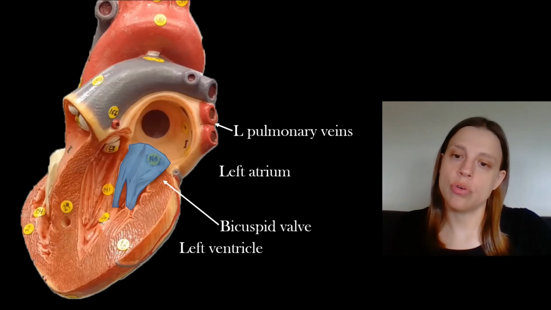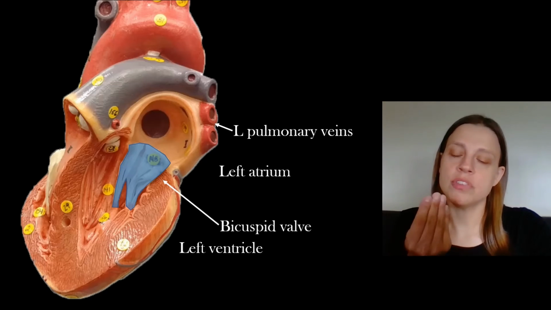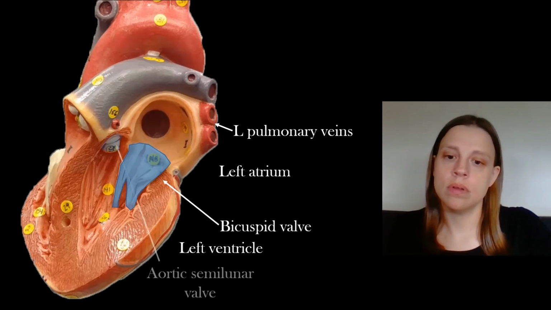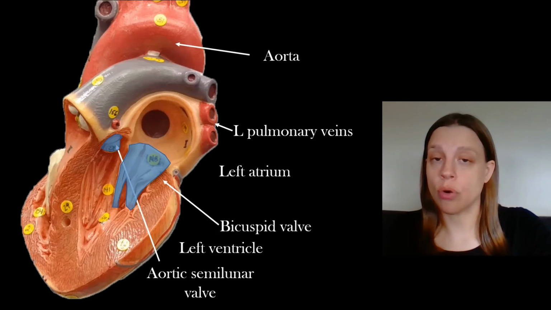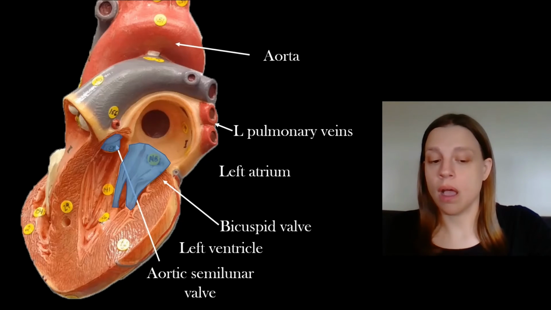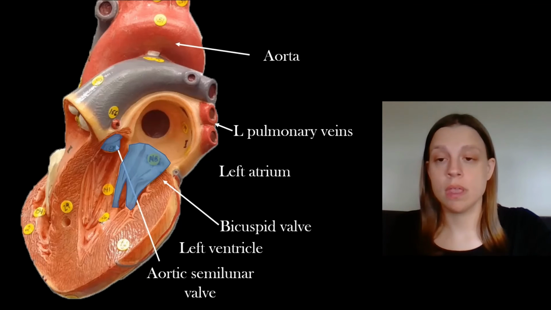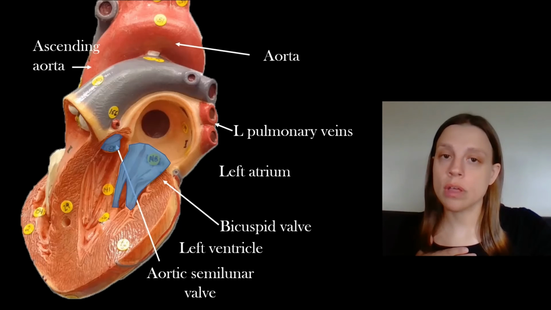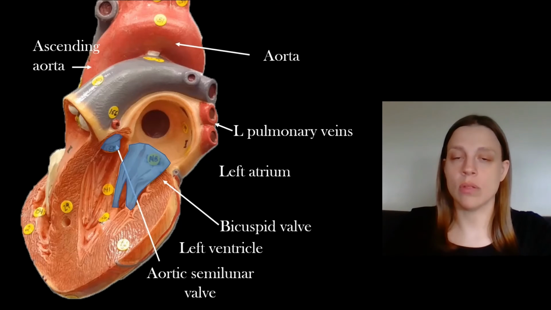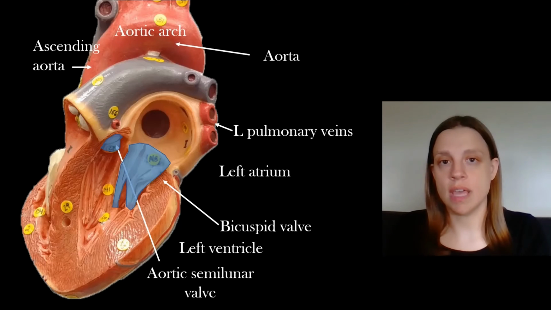The left ventricle then pumps the blood up and out through the aortic semilunar valve, which leads into the aorta, which is the largest artery of your body. And because it's so massive, it has different regions. So the part coming up out of the heart is the ascending aorta, and then when it starts to make a little arch, it becomes the aortic arch.